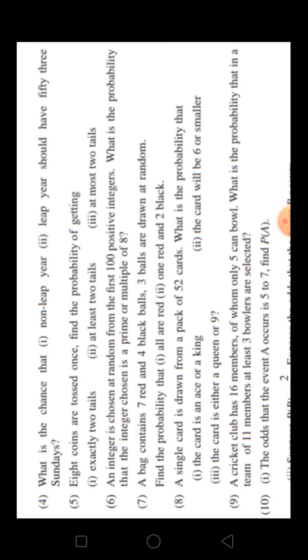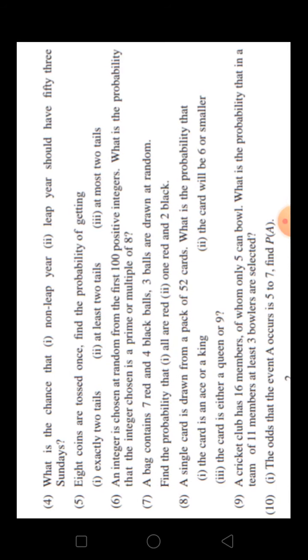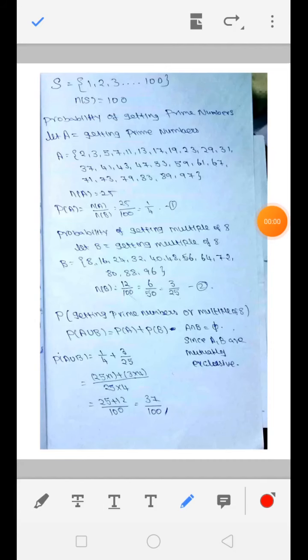So what is our question? What is our objective to find? What is the probability that the integer chosen is a prime or multiple of 8? So the integer chosen is a prime or a multiple of 8. So look at that, the "or" is the main one. Okay, this is our answer.